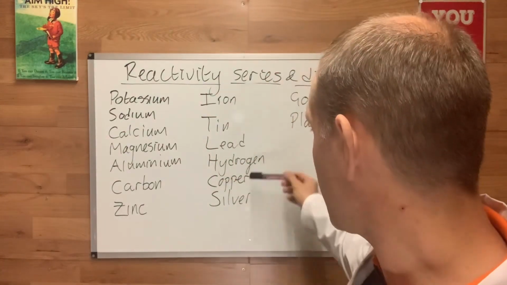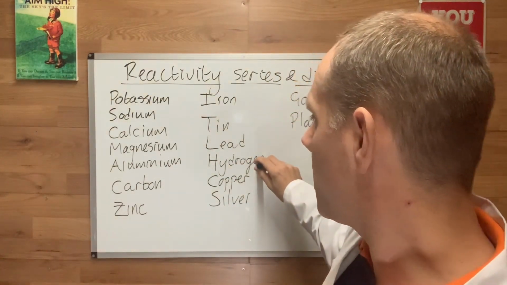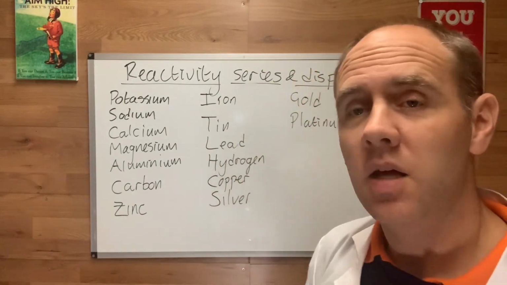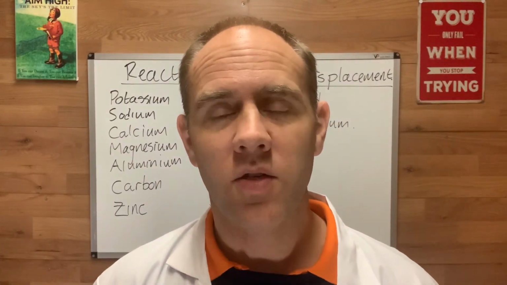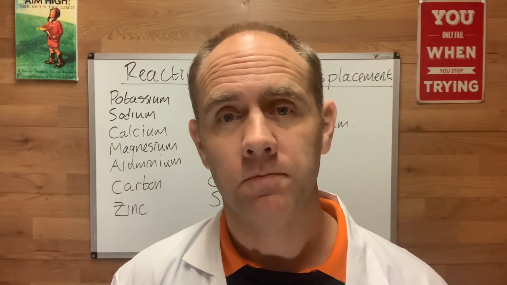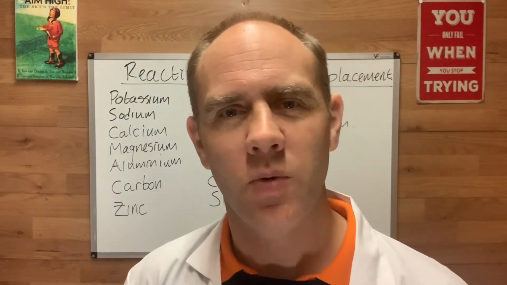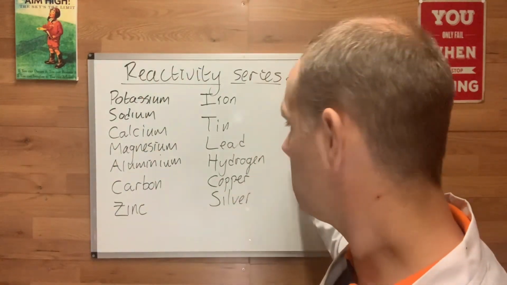Now if the element is above hydrogen in the reactivity series, then that means it will react with acid or with water. Pretty easy stuff. Everything below hydrogen will not react with water and it won't react with an acid. Easy stuff. Let's go for some examples.